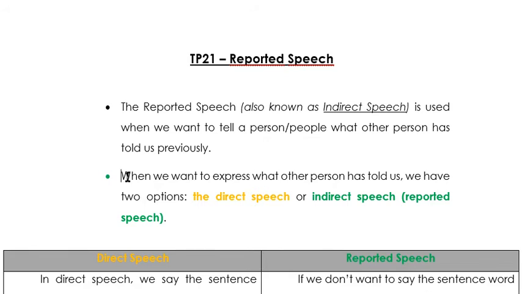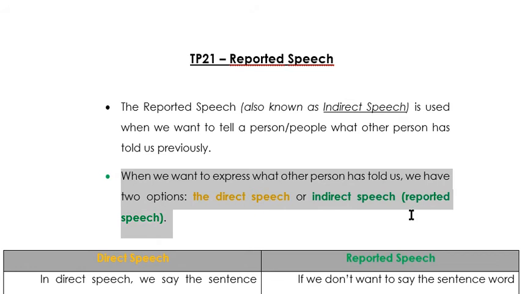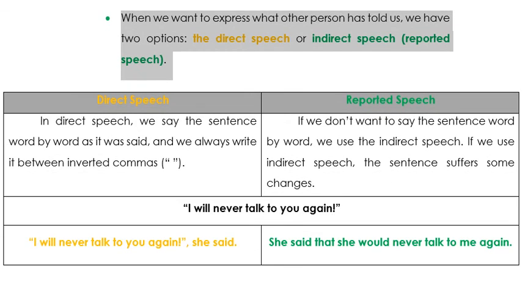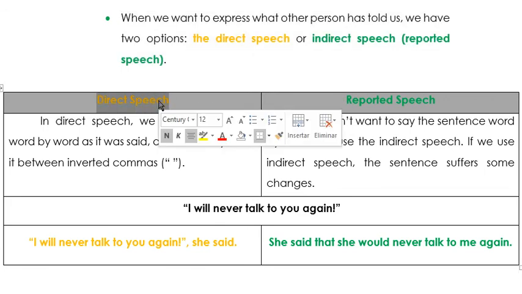When we want to express what other person has told us, we have two options. The direct speech or the indirect speech, or also known as report speech. ¿Sí? Tenemos dos tipos de discursos cuando queremos comunicar lo que otra persona nos dijo. El discurso directo y el discurso indirecto or report speech. Well, let's start with the direct speech. Okay, this is easy. This is the easier one.